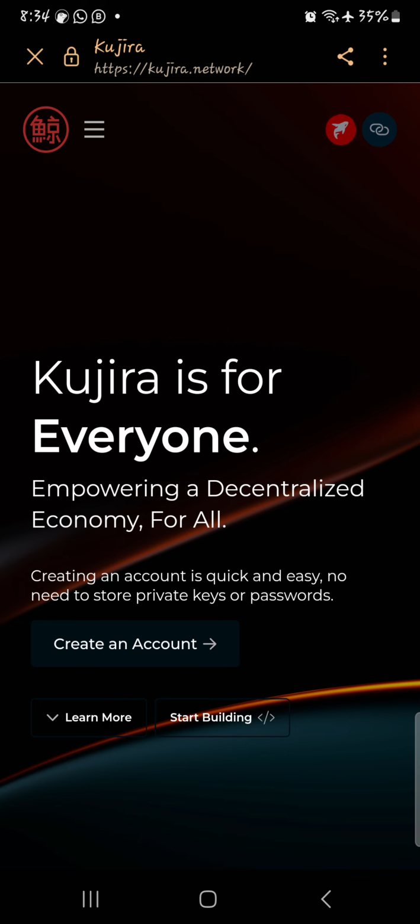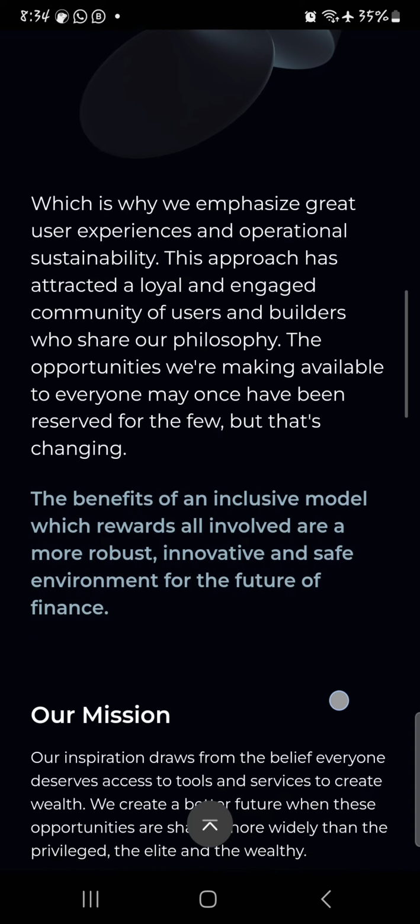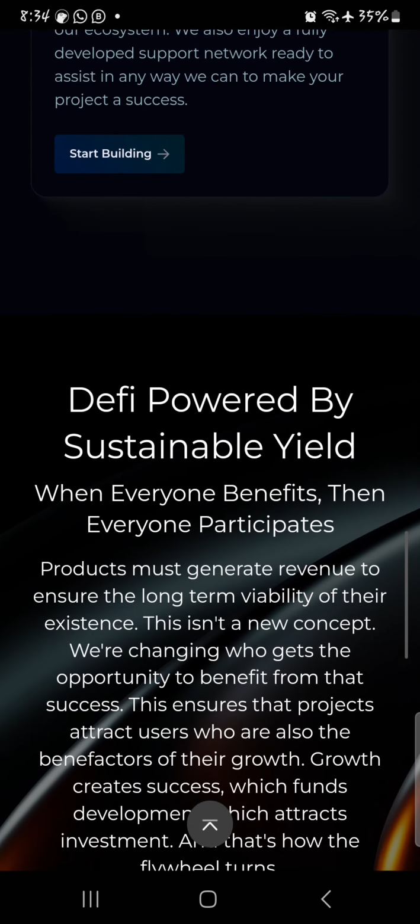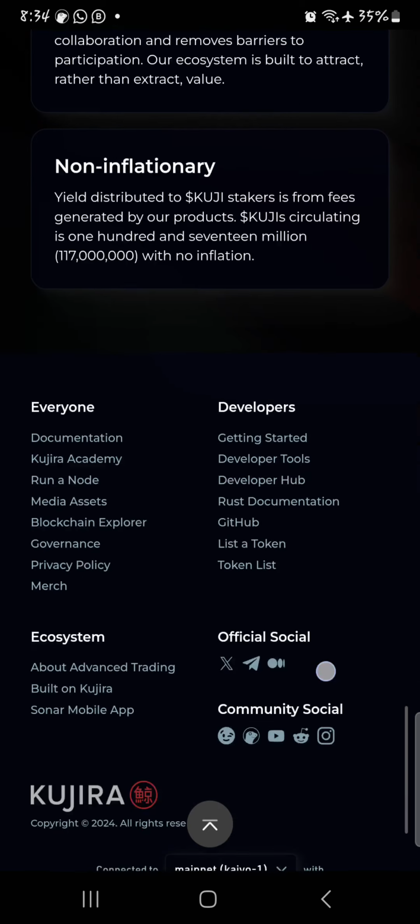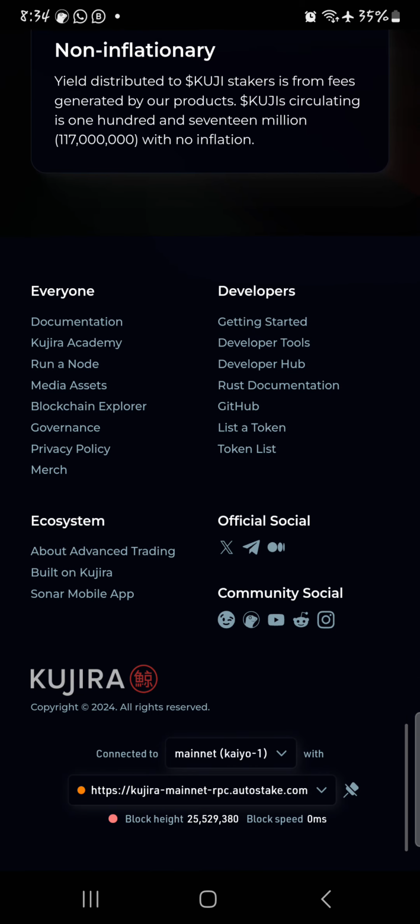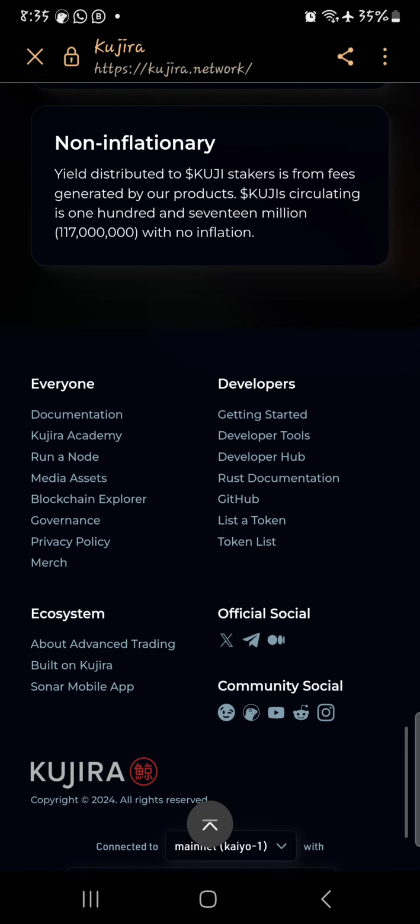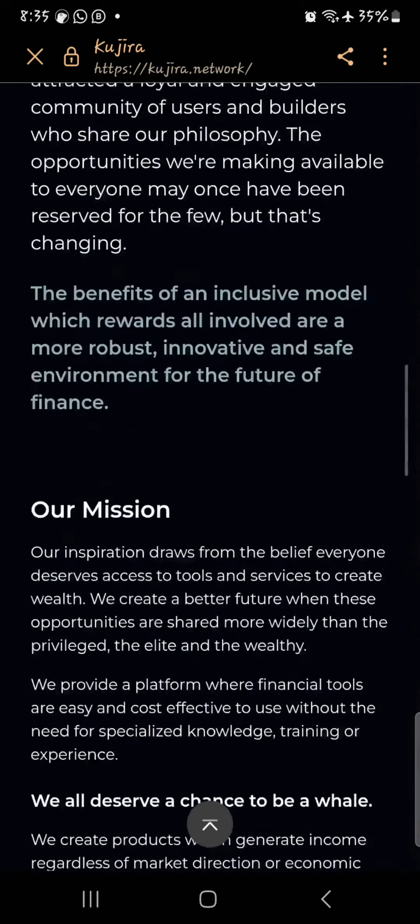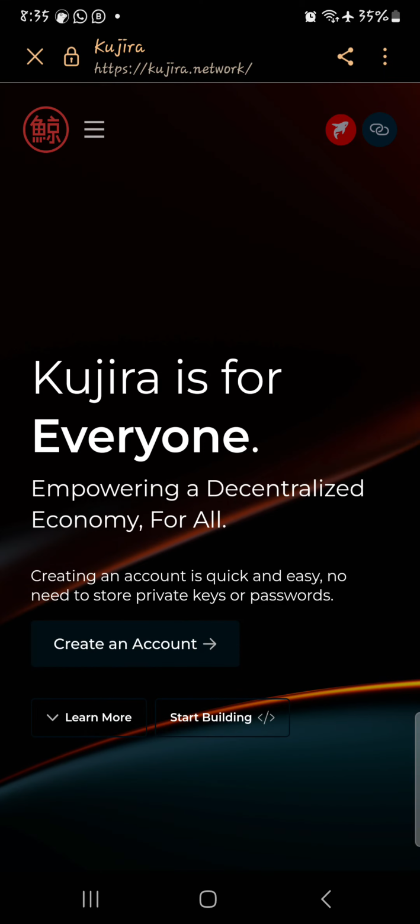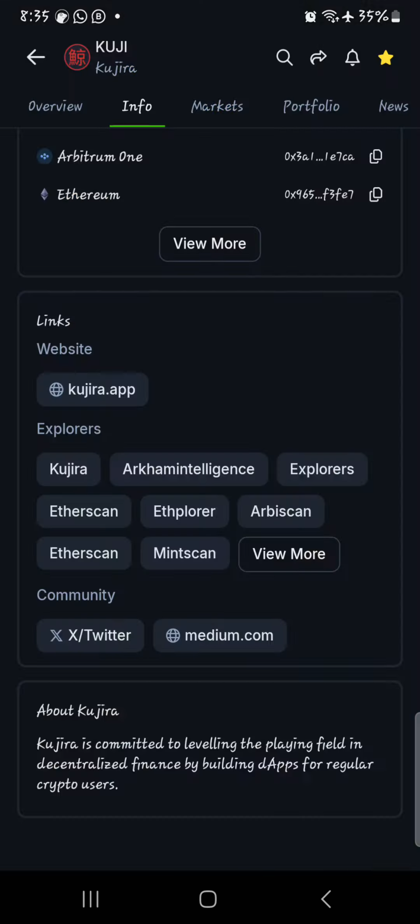This looks pretty nice. Now you see that I'm not really reading, I don't really care what they're saying, but you can clearly see that they have a whole lot of stuff going on there. Not a bad one. Kujira is committed to leveling the playing field in decentralized finance. So this is a DeFi thing, building just for regular crypto users, right? You can see more about it here.